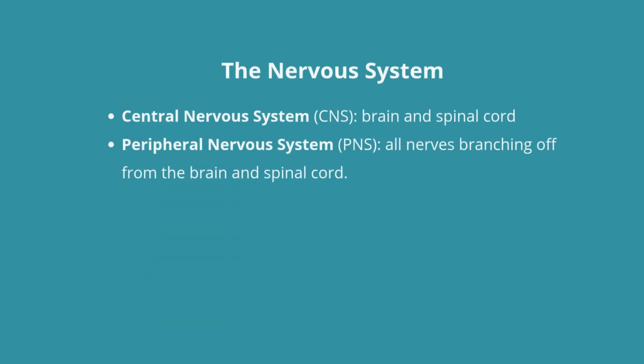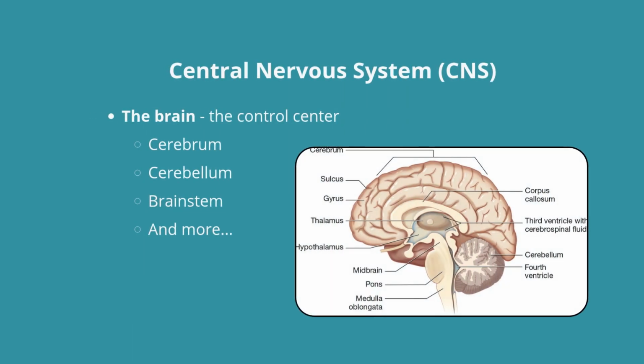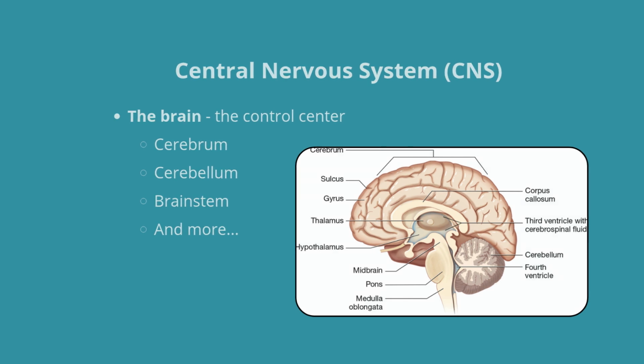The nervous system is a complex network that controls and communicates with every part of the body. It's divided into the central nervous system, which is made up of the brain and the spinal cord, and the peripheral nervous system, which includes all nerves branching off from the brain and spinal cord. The brain, the CNS control center, has specialized regions like the cerebrum, cerebellum, brainstem, and more, each responsible for specific functions like thought, memory, movement, and vital signs.